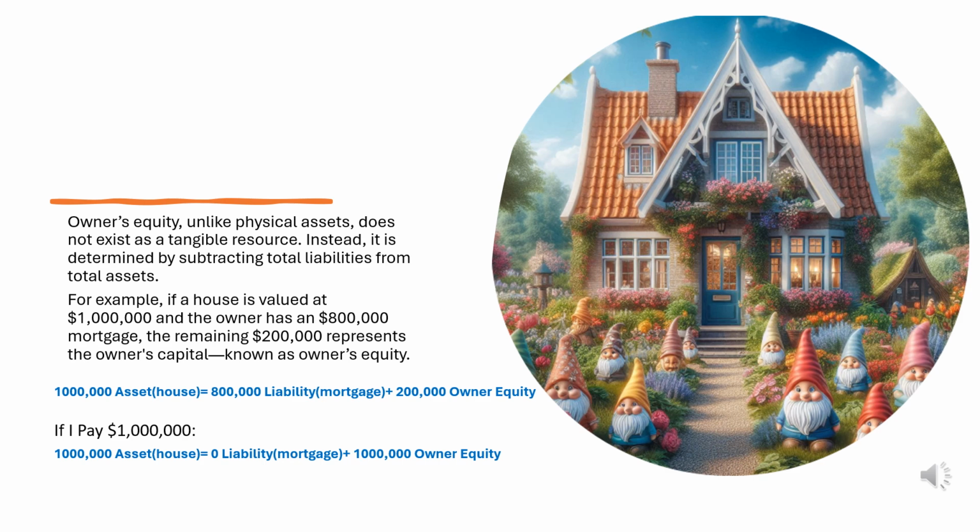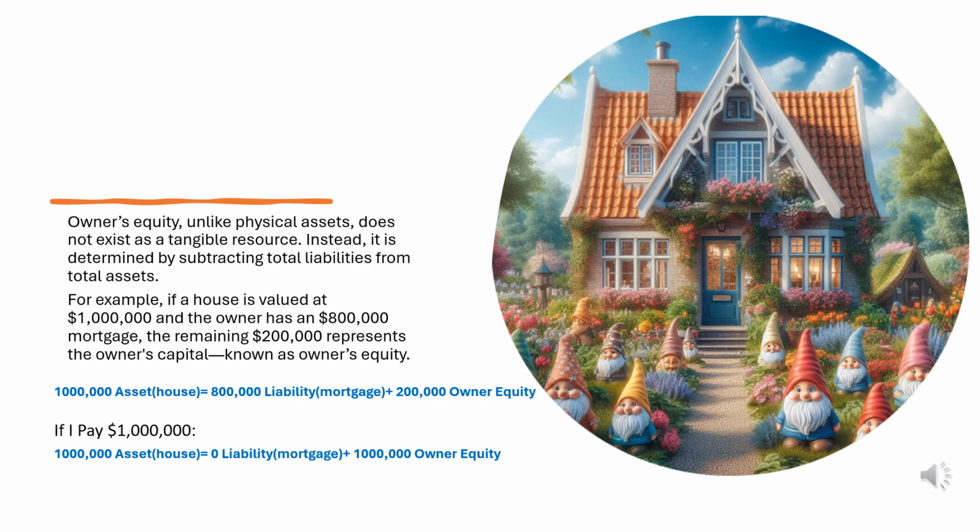The balance sheet equation follows a simple principle: assets equals liabilities plus owner's equity. This means that a company's assets can come either from the owner's personal funds or from external financing, such as loans from financial institutions. For instance, if I want to purchase a home worth $1 million and I only have $200,000, then my asset, the home, is valued at $1 million. My personal contribution, owner's equity, is $200,000, while the remaining $800,000 comes from a mortgage, liability.